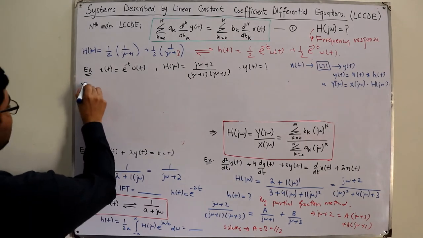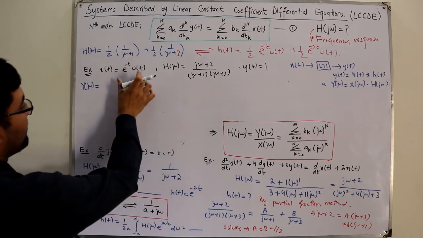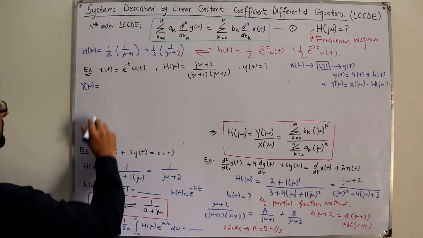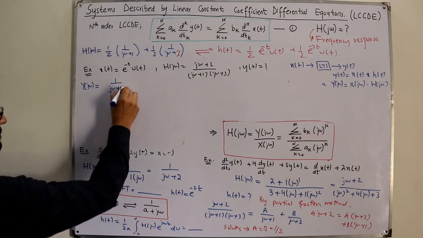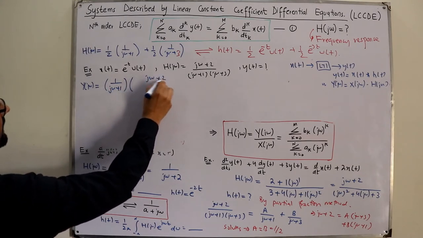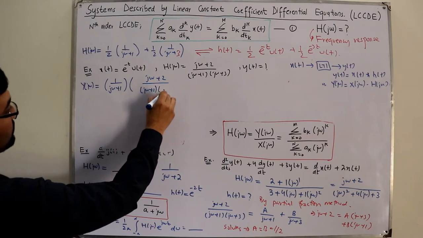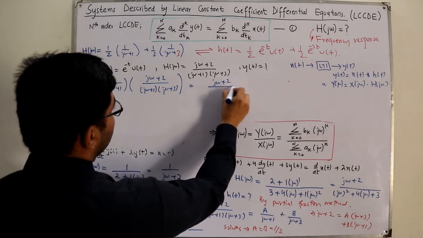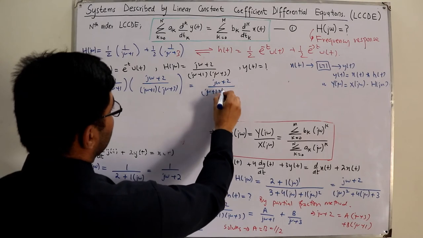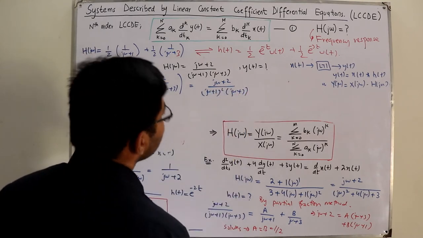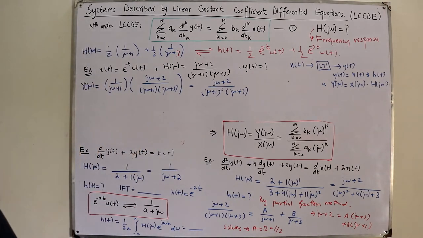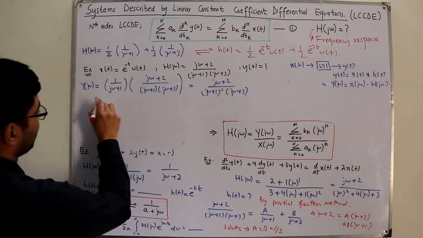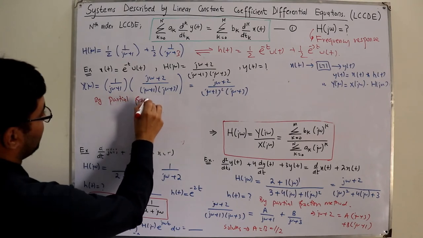So what do I have first? My Y of j omega would be X of j omega, and X of j omega would be what? It would be for exponential of negative t, so which means a is equal to 1, so 1 over j omega plus 1. This would be multiplied with j omega plus 2 divided by j omega plus 1 into j omega plus 3. So what would you have? You would have j omega plus 2 divided by j omega plus 1 whole squared into j omega plus 3. The idea was in the squared, so that's why the book has discussed it. Now, how do you do it by partial fraction? Again, by partial fraction.